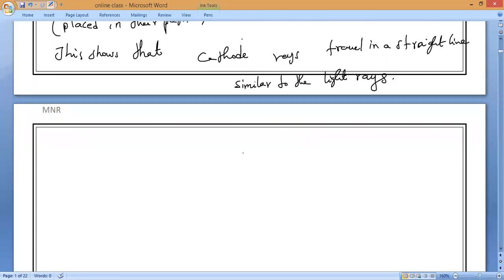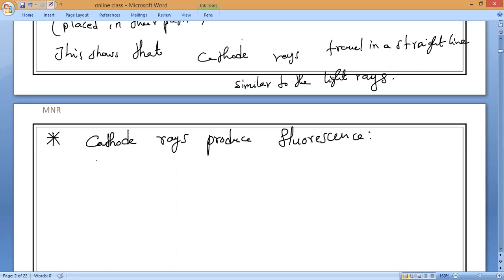Next, the third property. As I told you when I was teaching, the wall opposite to the cathode started glowing with a faint greenish light. Can you tell me what that light is called? Fluorescence. So the third property: cathode rays produce fluorescence. What do we mean by fluorescence? A faint greenish light is called fluorescence. It falls opposite to the cathode, on the wall at the anode side.